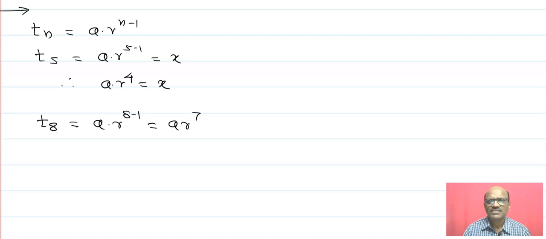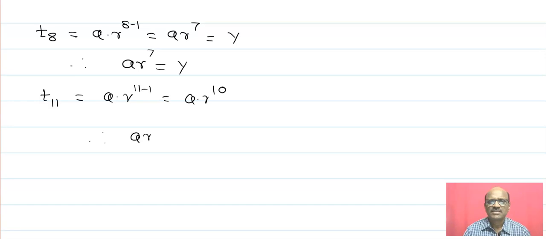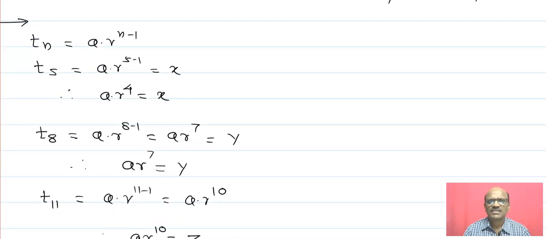T8 is equal to a into r raised to 8 minus 1, that is ar raised to 7, which is equal to y. Therefore, ar raised to 7 is equal to y. Now T11, a into r raised to 11 minus 1, that is ar raised to 10. Therefore, ar raised to 10 is equal to z. Now what is the relation that we want to prove?